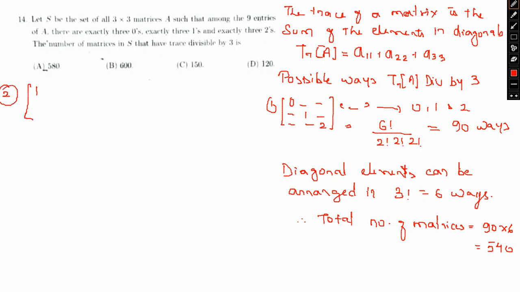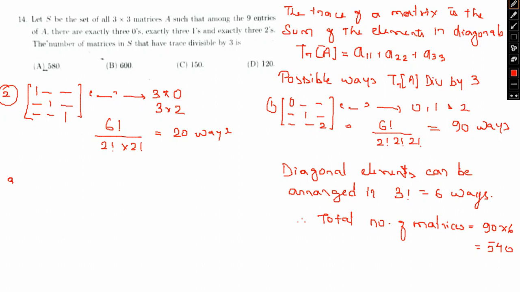Another way, the second way in which the trace of a matrix can be divisible by 3 is when the diagonal is 1, 1, 1. Here the blank spaces are to be filled with 3 zeros and 3 twos. With 6 blank spaces, 3 factorial into 3 factorial, this can be done in 20 ways.